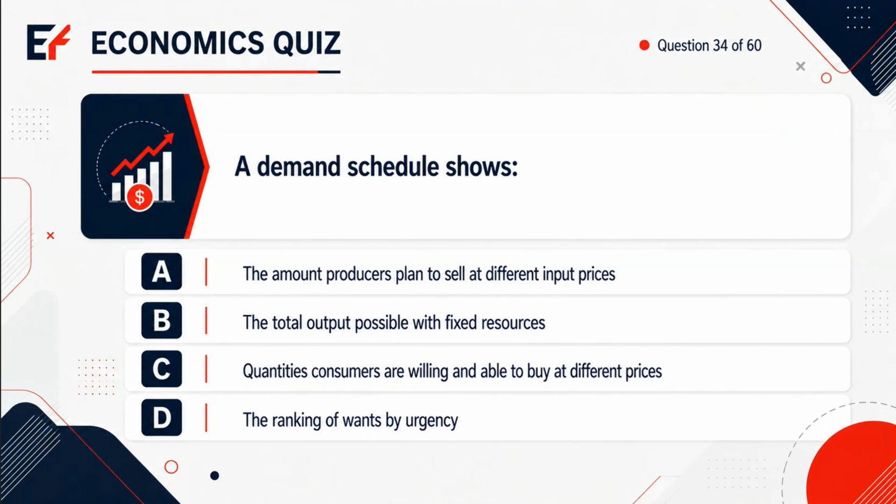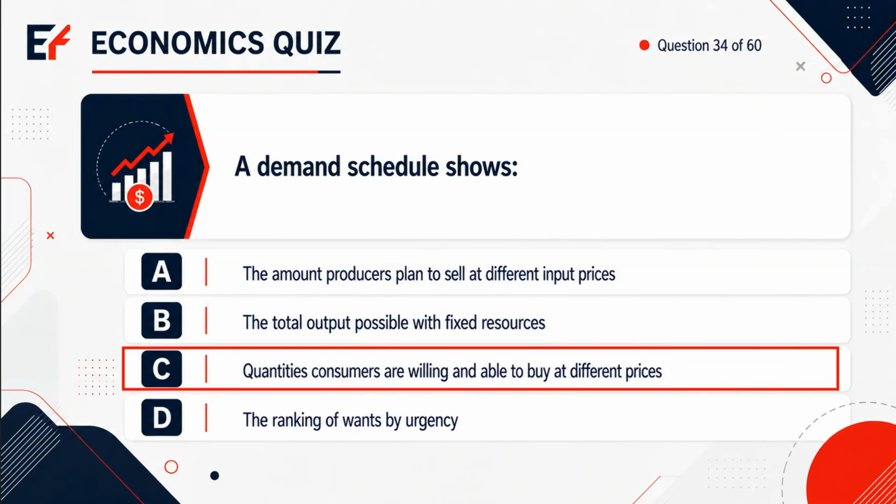Question 34. A demand schedule shows A, the amount producers plan to sell at different input prices. B, the total output possible with fixed resources. C, quantities consumers are willing and able to buy at different prices. D, the ranking of wants by urgency. The correct answer is C.